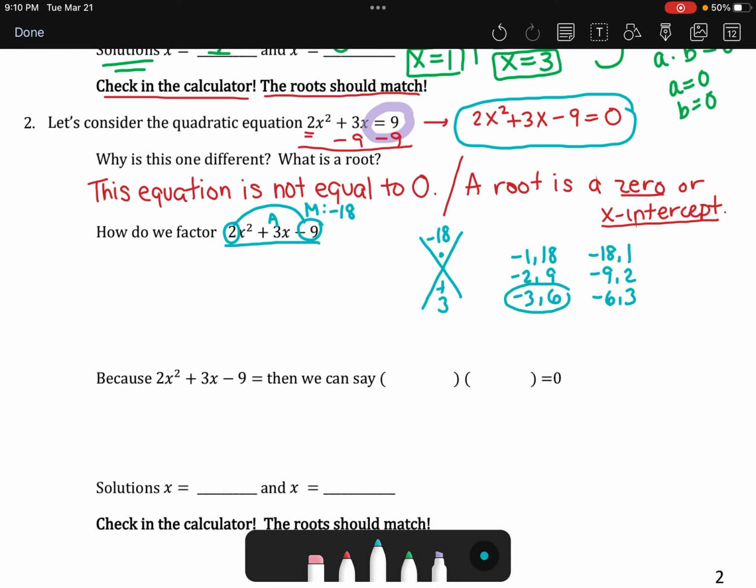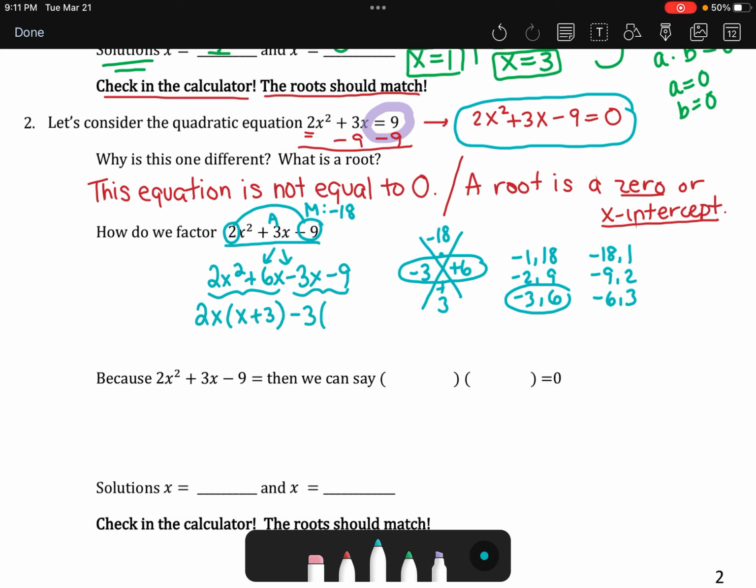This one, right? So we want to use negative 3 and a positive 6, and we're going to split that middle term. So 2x squared, I'm going to put the 6 first: 6x minus 3x minus 9. The reason for that is so I have a GCF over here. GCF is 2x. X plus 3 is left over.